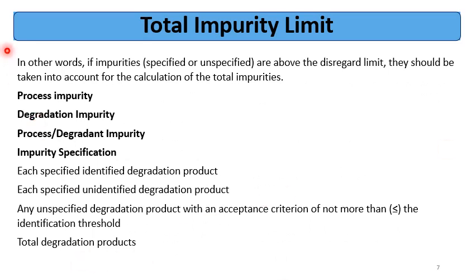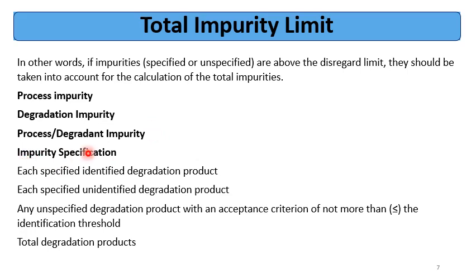In other words, these impurities may be specified or unspecified. If they are above the disregard limit, they should be taken into account for the calculation of total impurities. Now the impurities may be process impurities or degradation impurities, and some impurities are both process impurities and degradant impurities.